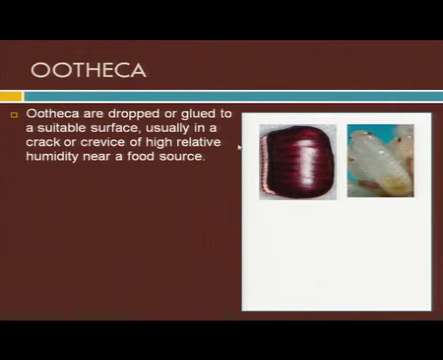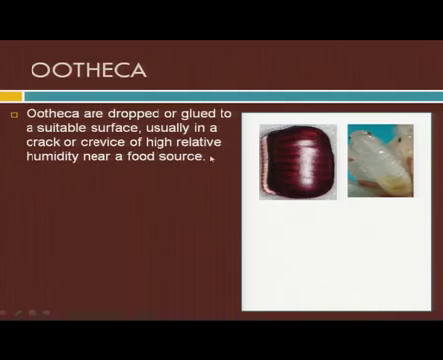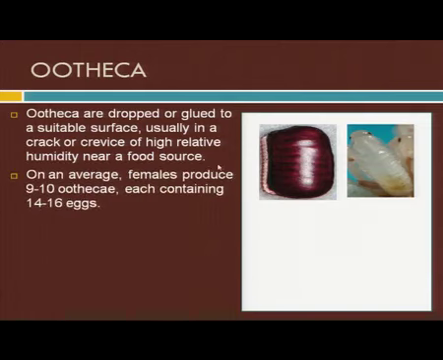These ootheca are dropped or glued to a suitable surface, usually in a crack or crevice of high relative humidity near a food source. I told you that cockroaches show a great parenting capacity, and because of this they will drop the ootheca in a place which is suitable for the eggs to hatch out, and which also has an abundant food source nearby. On an average, females produce 9 to 10 ootheca, and each contains about 14 to 16 eggs.